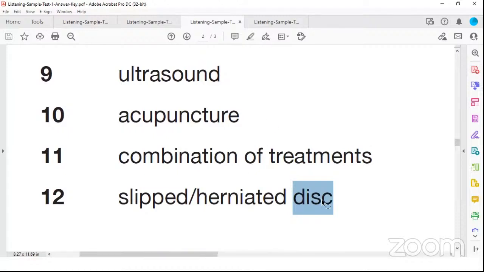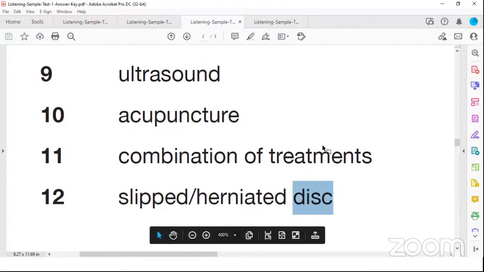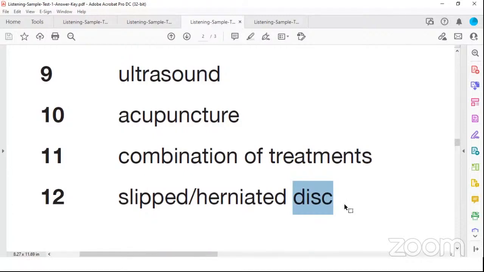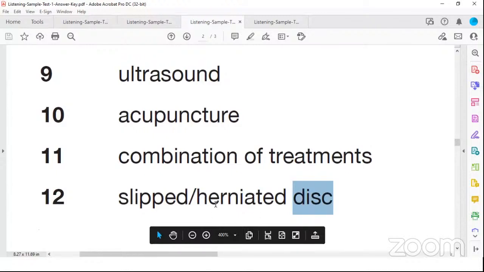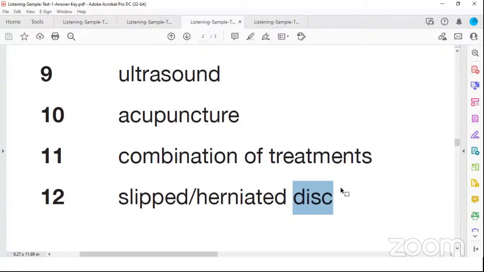Floppy disk is different. This disk is different. This is medical disk. See the spelling here. Slipped disk or herniated disk. Okay. Slipped. Okay. Usha, K, no, C. Then Musase. Usha, K, no, C. Okay.